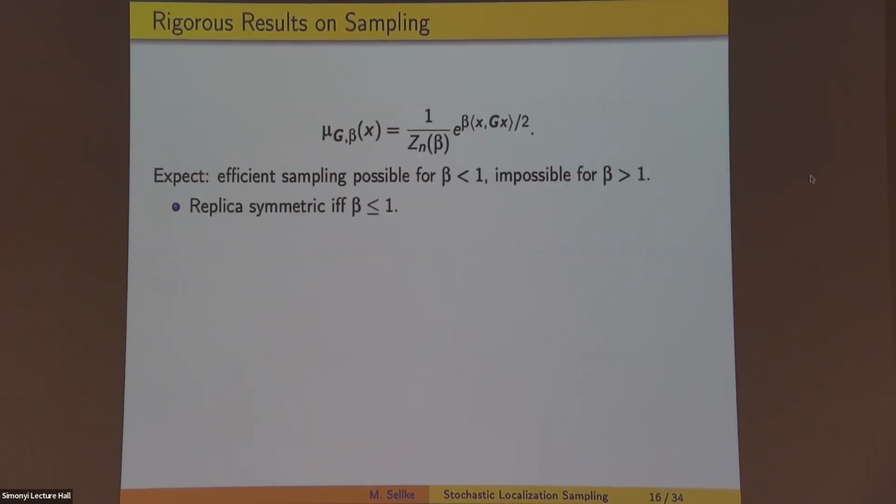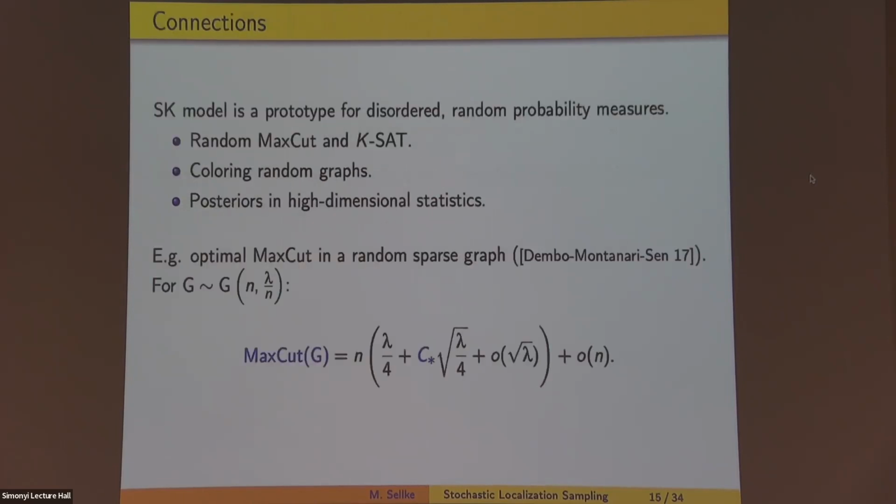Okay, so what's known about sampling? It's somewhat less than for things like free energies. What you expect is pretty simple. You expect that efficient sampling is easy when beta is less than 1. Sorry, can you go back to the previous slide with this Dembo-Montanari? So you have the graph getting sparse. Yeah, you should think lambda is growing with n, but slowly. Okay. So the typical degree is like log n.